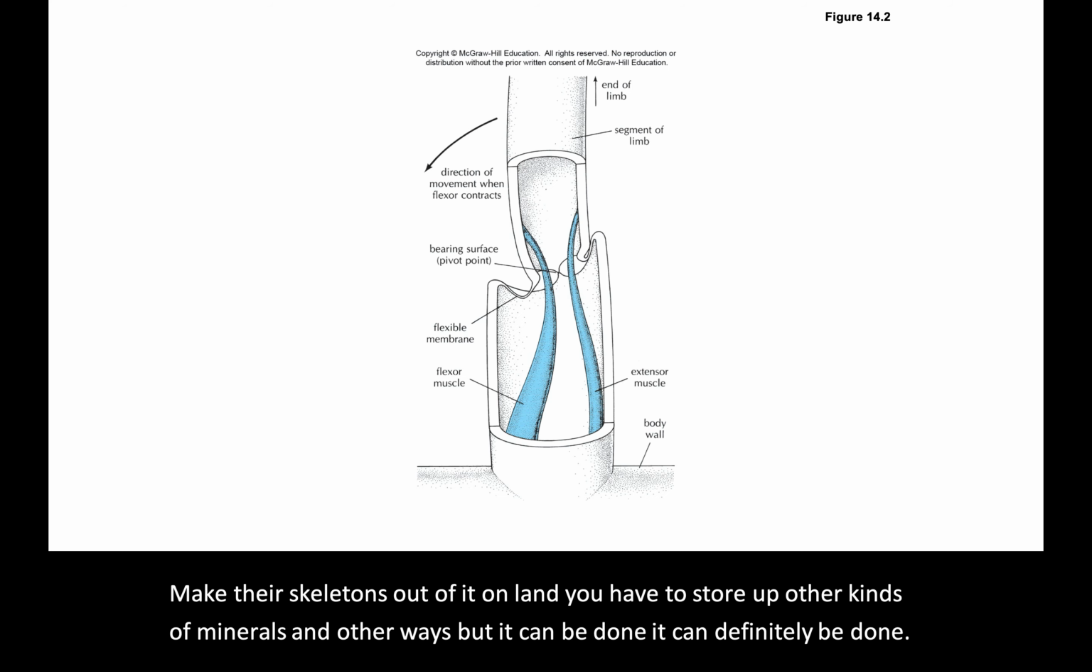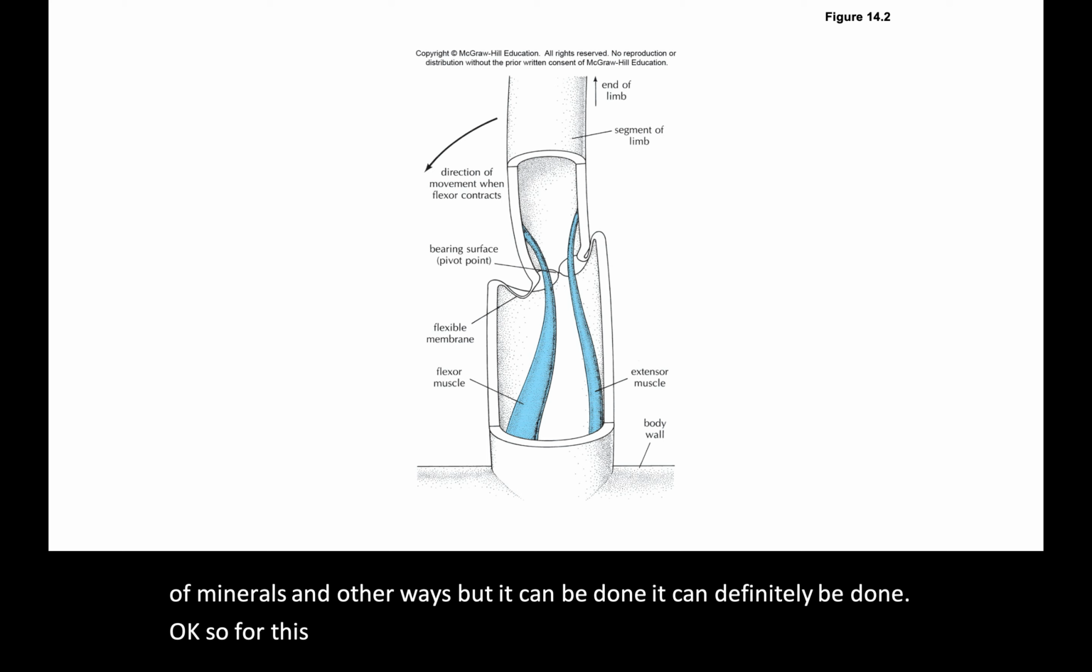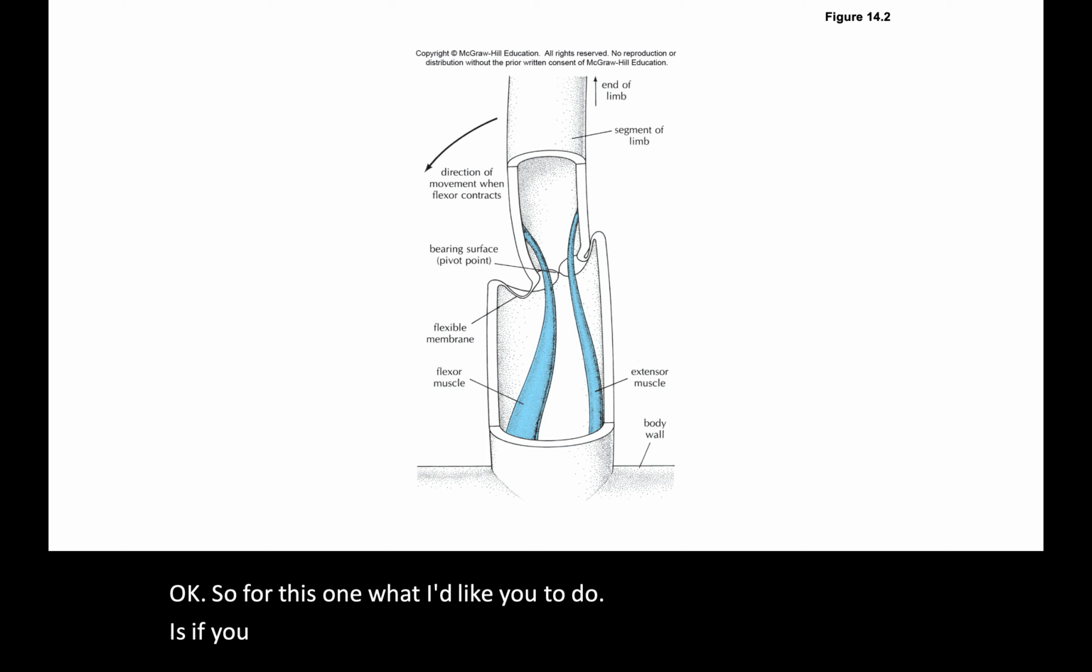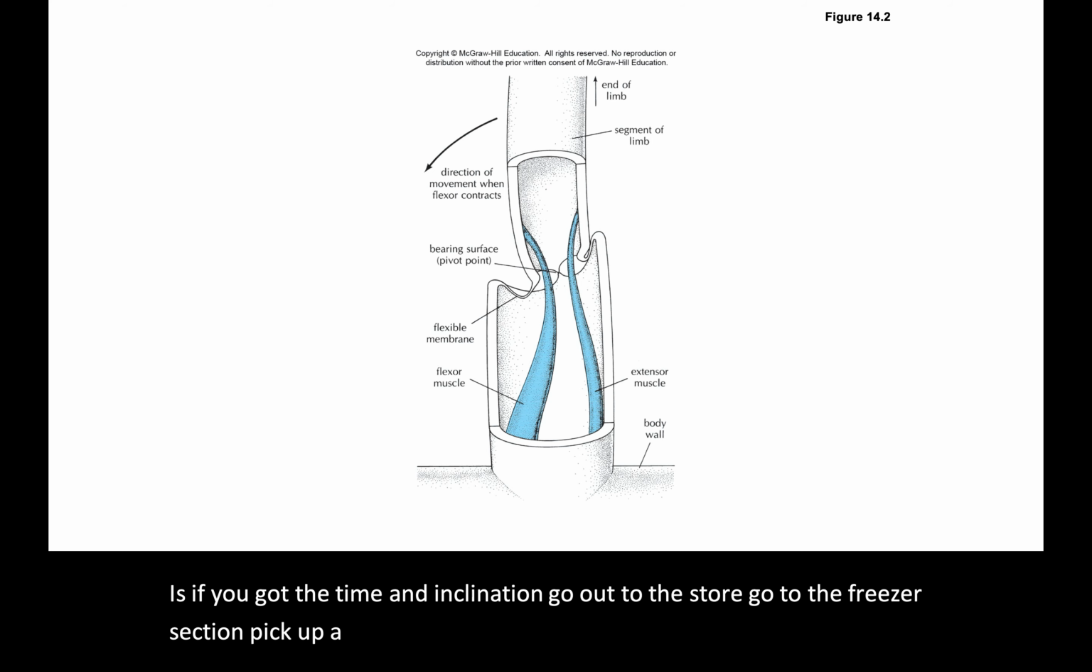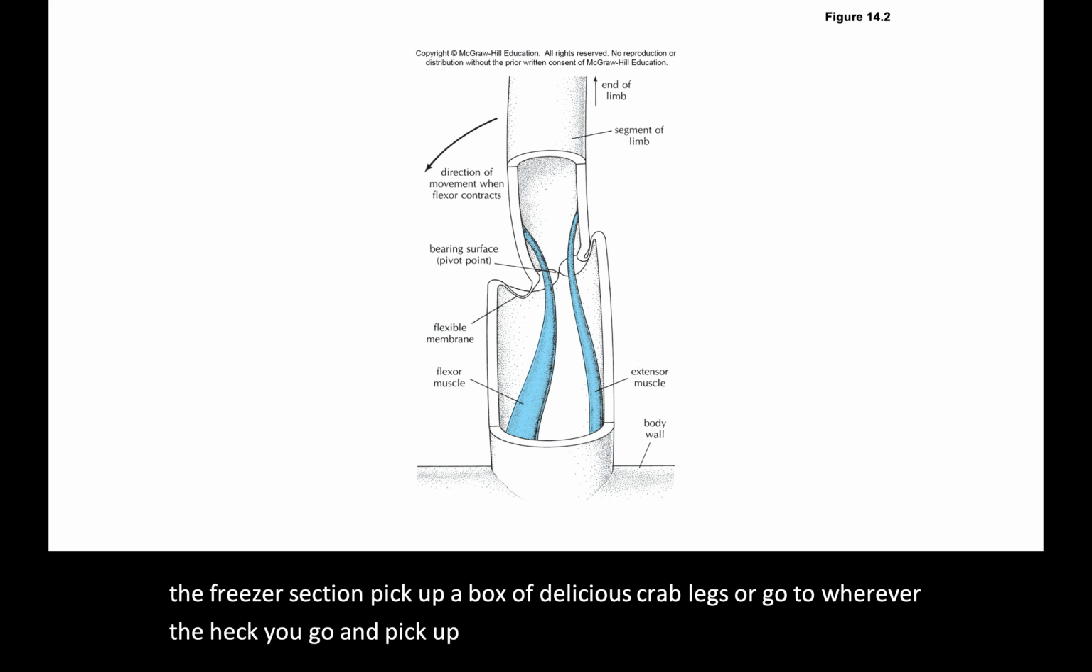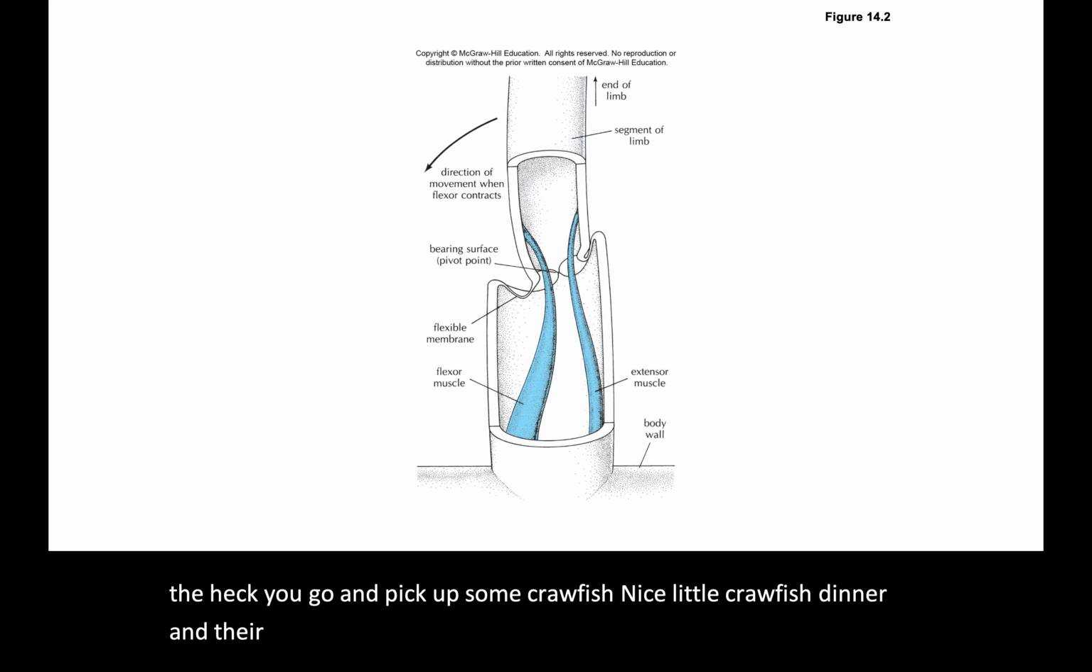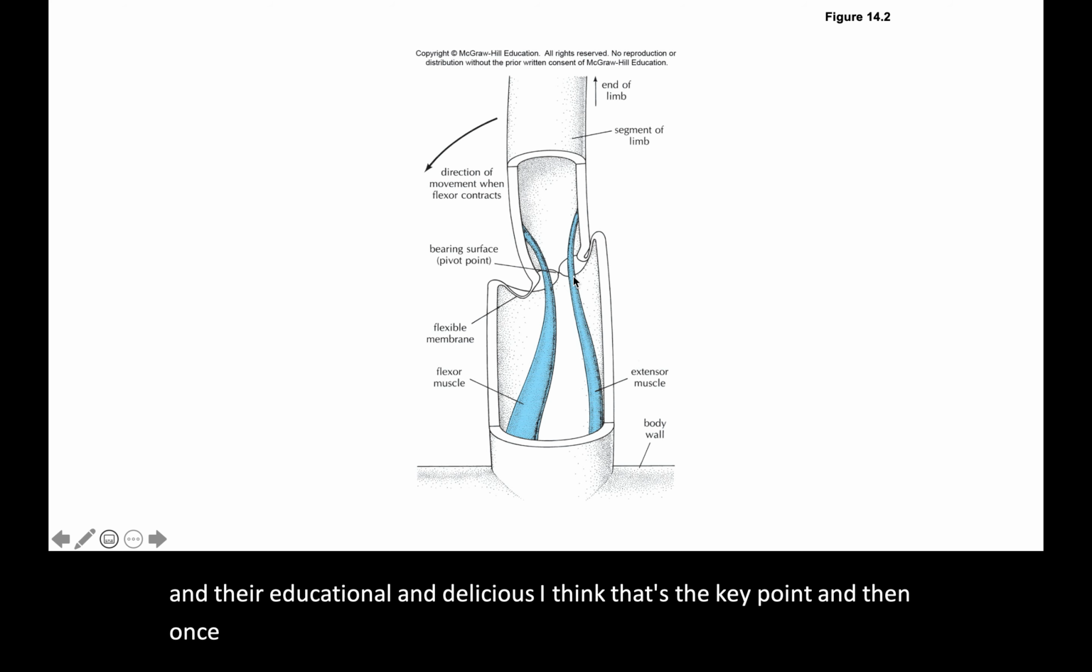Okay, so for this one, what I'd like you to do, if you've got the time and inclination, is go out to the store, go to the freezer section, pick up a box of delicious crab legs, or go to wherever you go and pick up some crawfish. Nice little crawfish dinner. They're educational and delicious. I think that's the key point. And then once you get one of those, you can pause this.